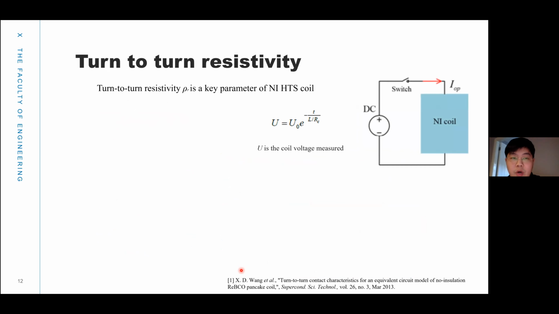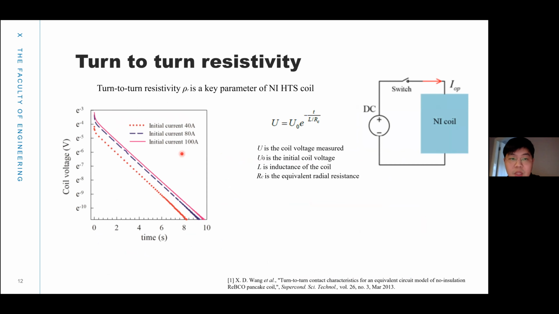And first, we need to measure the turn-to-turn resistivity by experiment. The turn-to-turn resistivity is a very important parameter in an NI HTS coil. We use a sudden discharge experiment to measure it. First, connect the NI coil with a DC power source and use the switch to apply a current from 40 amp to 100 amp. That is for different measurements. And suddenly switch it off and measure the voltage of the coil.